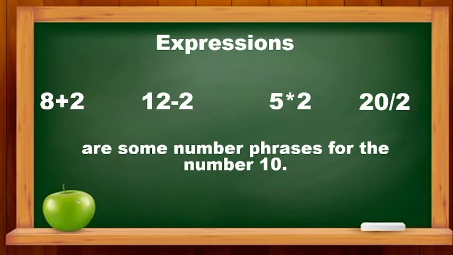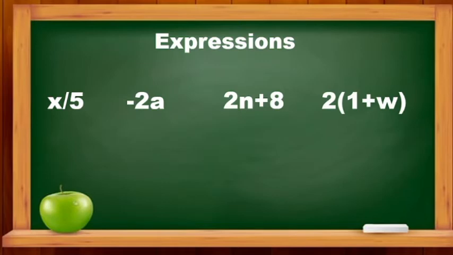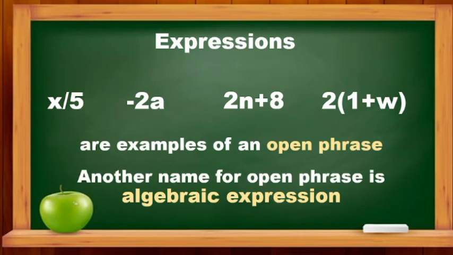Next, expressions like x over 5, negative 2a, 2n plus 8, and 2 times the quantity of 1 plus w are some examples of an open phrase. Another name for open phrase is algebraic expression. So I have a question in mind. When can an open phrase become a number phrase? When we remove its variable. And how do we remove the variable? By giving it a value. Okay.